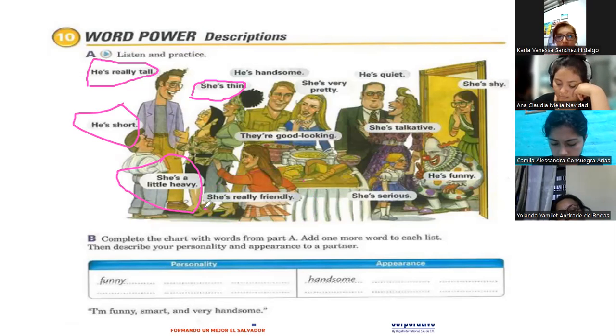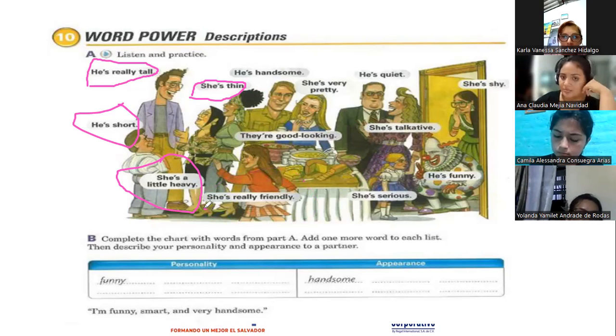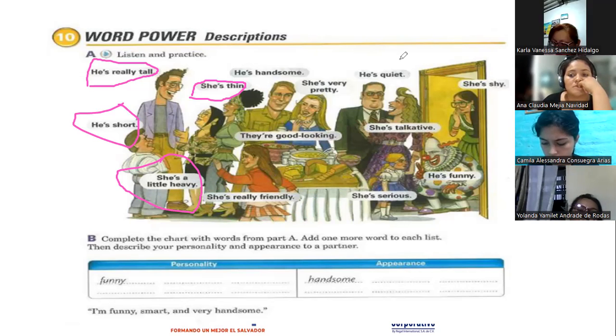Yeah, so you can check here. Entonces decíamos que she's really friendly significaba que ella es amigable. Ajá, sinceramente amigable. She's really friendly. Vemos la siguiente. Let's see the next one. She's serious. She's serious.